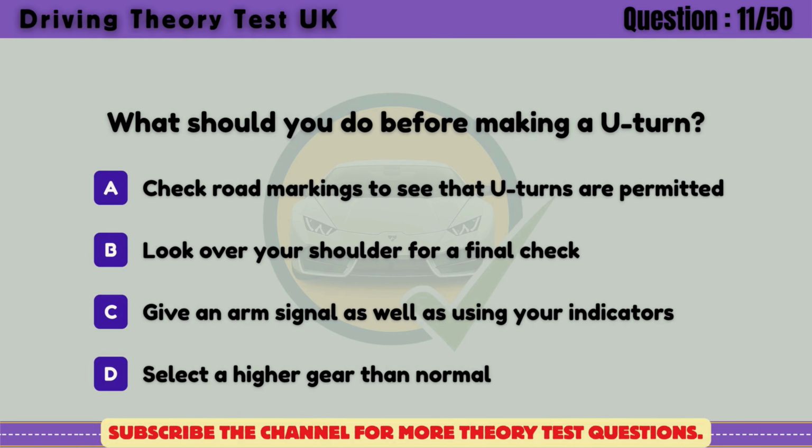Question 11. What should you do before making a U-turn? Option A. Check road markings to see that U-turns are permitted. B. Look over your shoulder for a final check. C. Give an arm signal as well as using your indicators. D. Select a higher gear than normal.